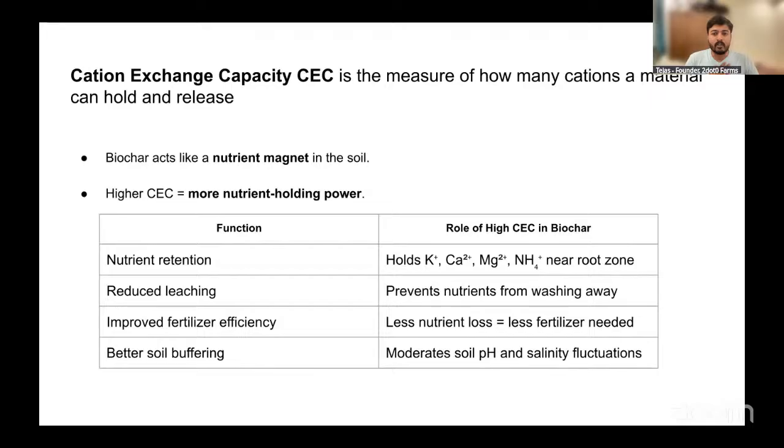So where does cation exchange capacity in biochar help us? It helps us in nutrient retention. It helps us in reduced leaching, so our nutrients don't wash away. It improves fertilizer efficiency. All these are very related. If one is happening, then of course the other is happening, but all three are individually important for us in our current agriculture. And better soil buffering: it moderates soil pH and salinity fluctuations because a lot of it can be held on to and not released.